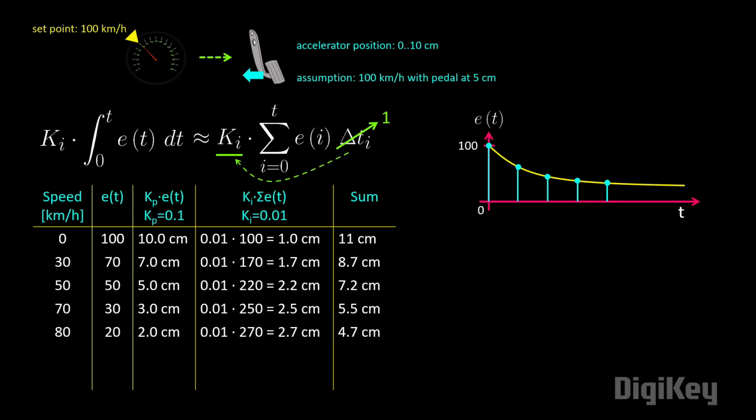But wait, let's see what happens next. Assuming we continue at 80 kilometers per hour, the P controller will output the same amount. However, the integral controller continues to accumulate.